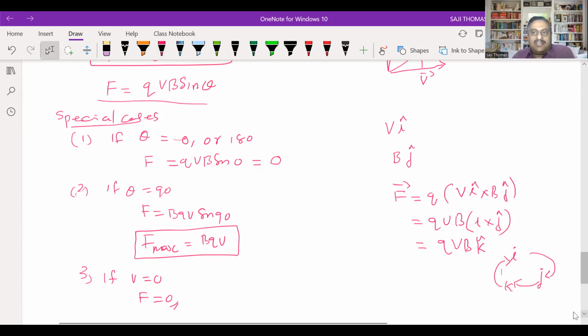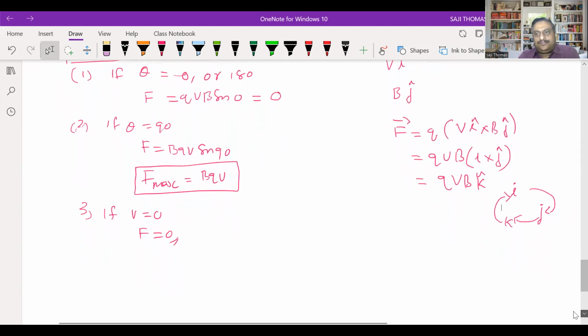So, when a charged particle moves through a magnetic field, it will experience a force whose magnitude is given by F equals QVB sin theta. Here, the force is perpendicular to both velocity V and magnetic field B. Its direction can be found out by using Fleming's left-hand rule or Maxwell's corkscrew rule. If the charged particle moves parallel or anti-parallel to the magnetic field, it will not experience a force.